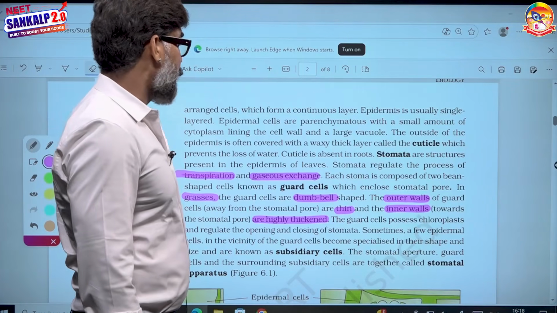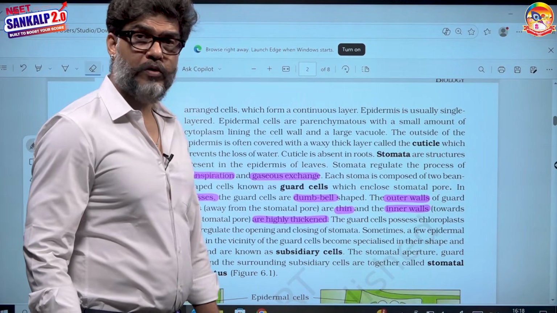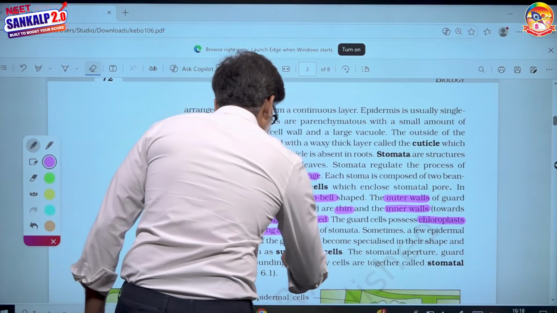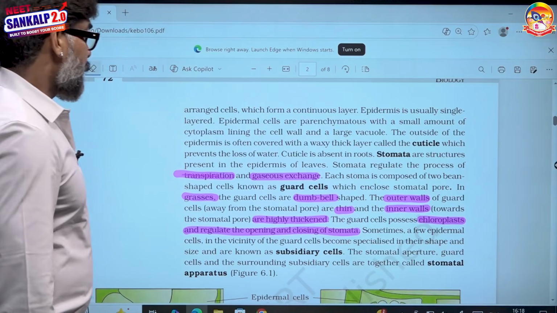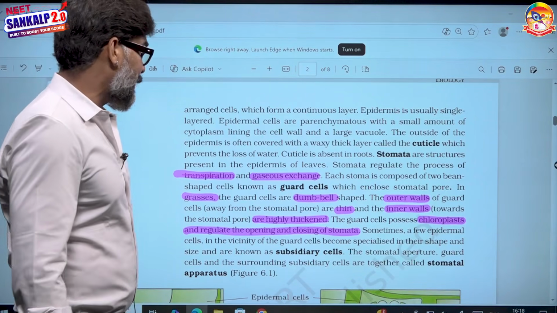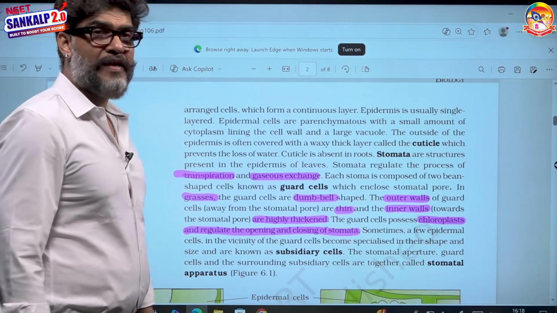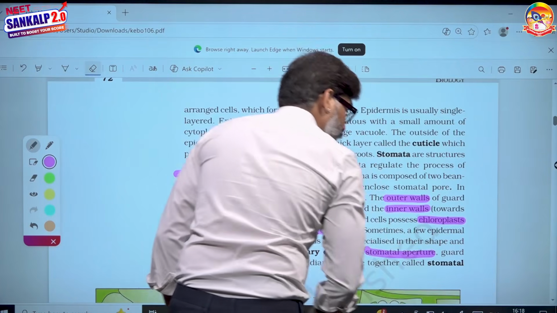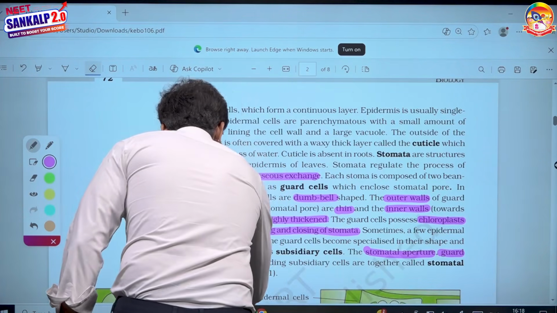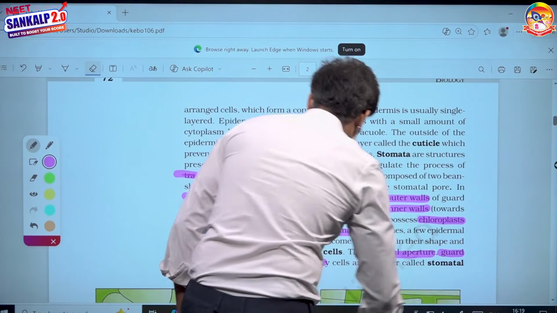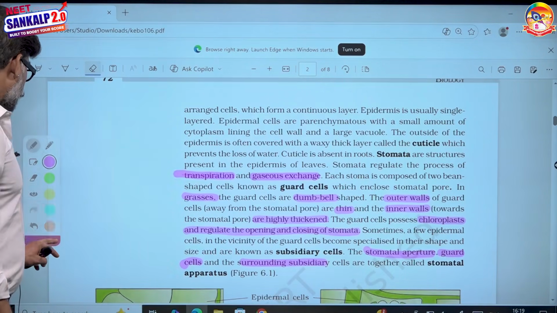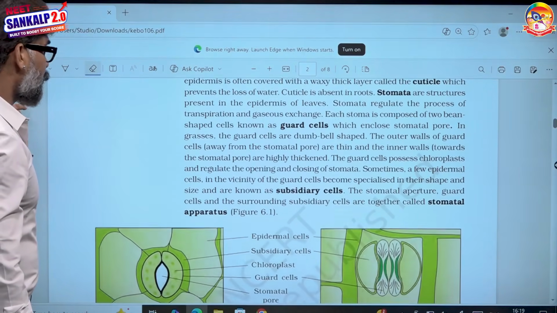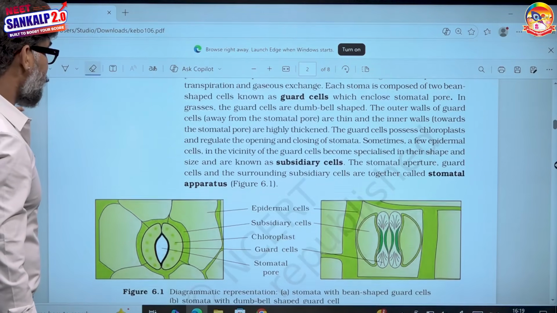The guard cells possess chloroplasts and regulate the opening and closing of stomata. It means the chloroplast of the guard cell is associated with the opening and closing of stomata. Sometimes a few epidermal cells in the vicinity of the guard cells are specialized parenchymal cells, and they are known as subsidiary cells. Now together, what? Stomatal aperture, that is the pore, guard cells and subsidiary cells are collectively known as the stomatal apparatus. So the stomatal apparatus includes three things: stomatal aperture, guard cells and subsidiary cells.